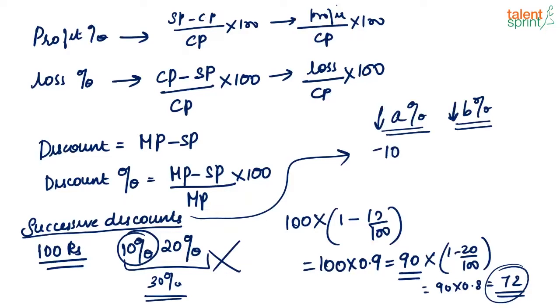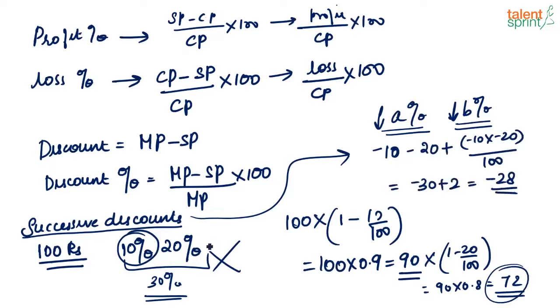So whenever there is a decrease in the effective percentage formula, you have to put negative in front of the given value, right? So minus 10 minus 20, here it will be minus 10 into minus 20, correct, by 100. So that will be minus 30 plus 2, that is minus 28. So these two successive discounts will result in a total minus 28%. That means a reduction of 28% in total. That's what it means. This minus indicates that net there is a 28% reduction.